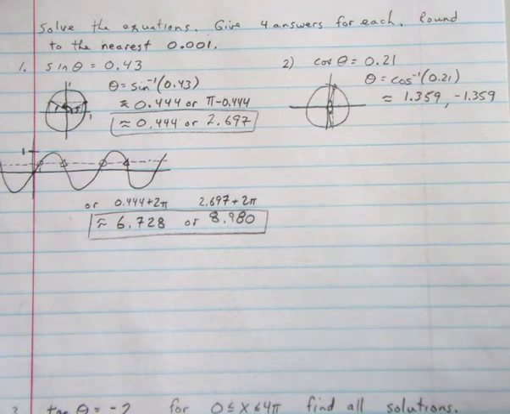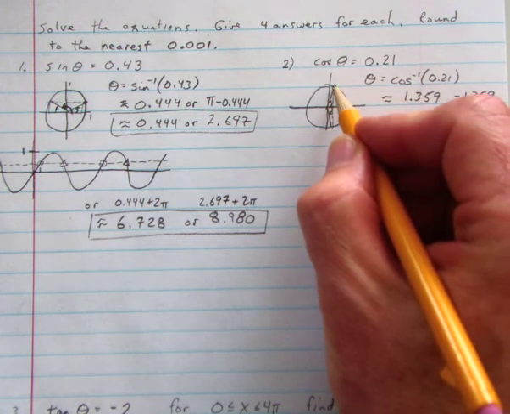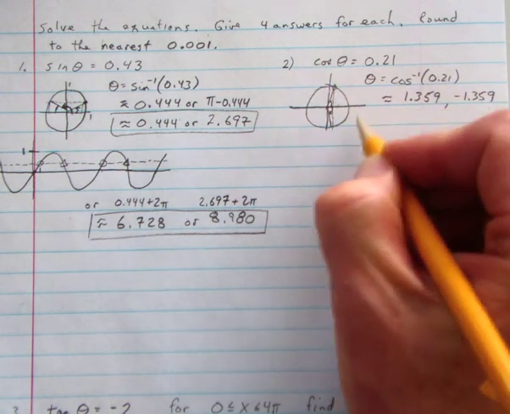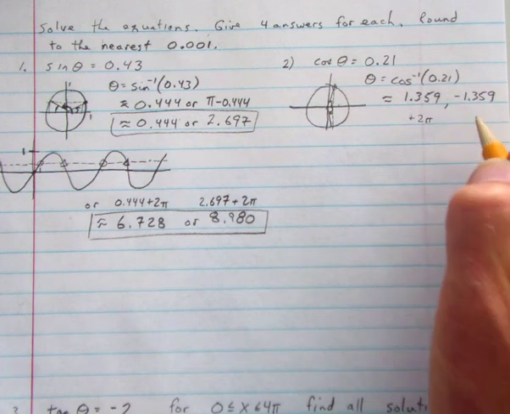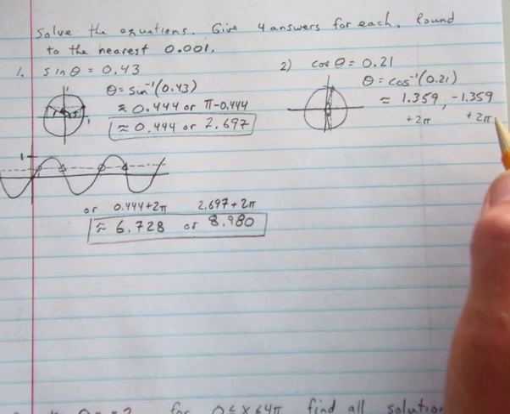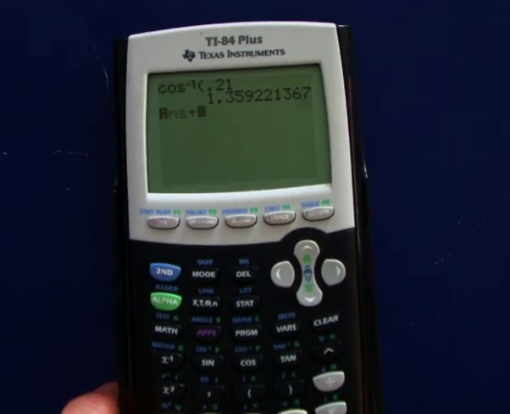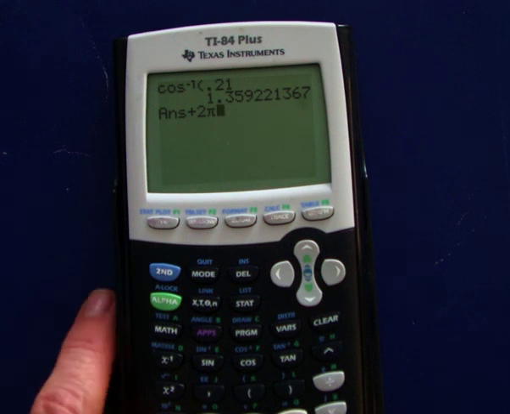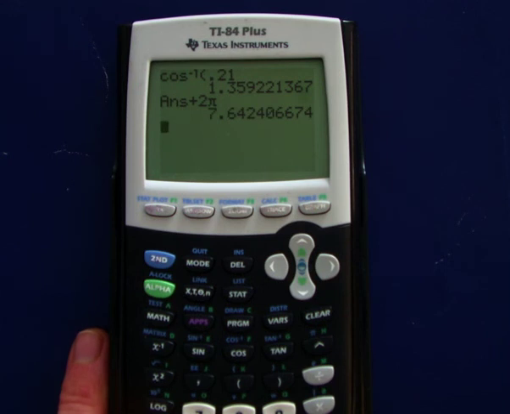Now, how do we get the other solutions? Because they want 4 solutions for this problem. Well, if I'm already at this point, I can go all the way around the circle again. So I can say plus 2 pi to both of those answers. And I can say plus 2 pi. So on my calculator, I can just hit the plus button and type in 2 pi. Notice how I'm not just using 1.359 because that would be inaccurate. I want to use all the decimal places.